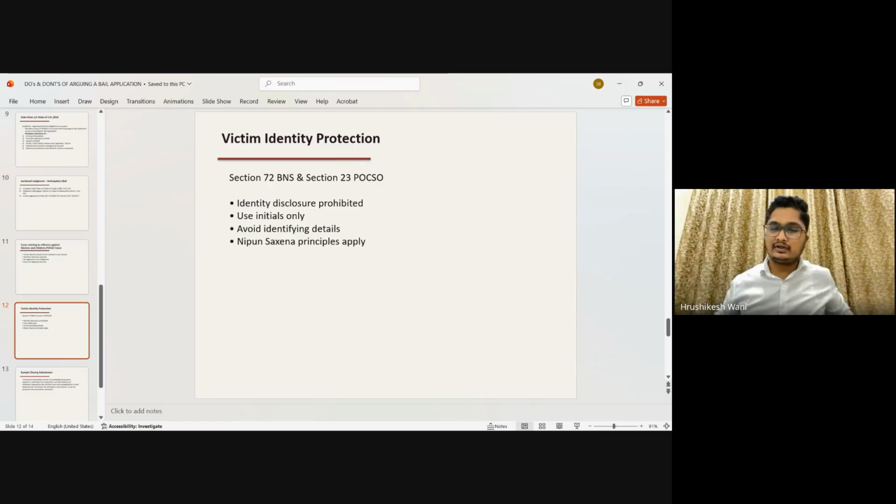Victim identity protection. It is very important while you argue and draft a bail application that you protect the identity of the victim. Recently, the Bombay High Court, the bench of Revati Mohite Dere madam, fined an advocate ₹25,000 because he disclosed the identity of the victim in his bail application that was circulated to the registry. So it is very important that you hide the identity.